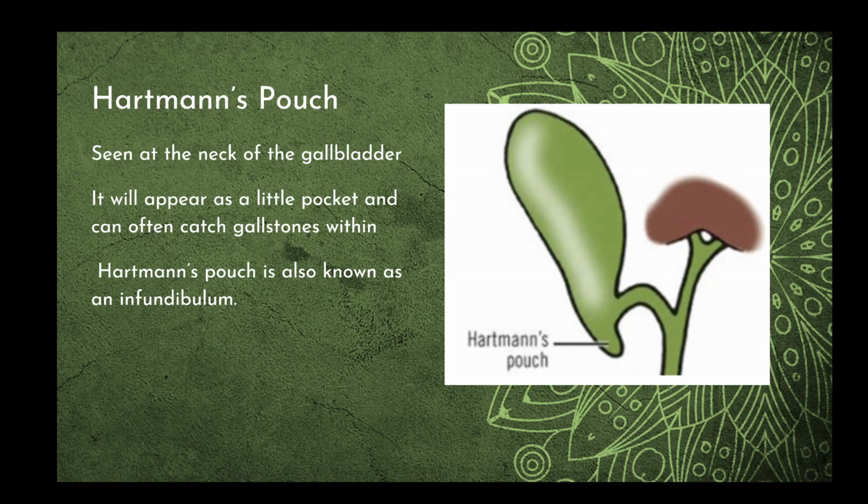So the first variant is called Hartmann's pouch. And Hartmann's pouch is this little pocket right at the neck of the gallbladder. So it's almost as if the cystic duct is coming into the side of the gallbladder instead of connecting right in through the neck. So we get this Hartmann's pouch. And Hartmann's pouch has another name. It's called an infundibulum. And that's a fun word to say, infundibulum. So the kind of tricky part about Hartmann's pouch is that it can catch stones or it can get sludge within it, and then that can cause some extra problems for the patient. So again, it's just this little pocket that hangs off to the side of the neck of the gallbladder.